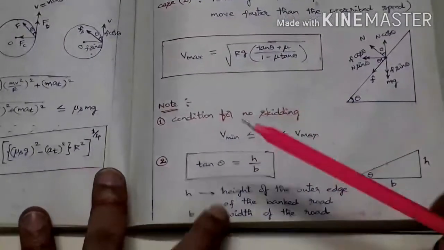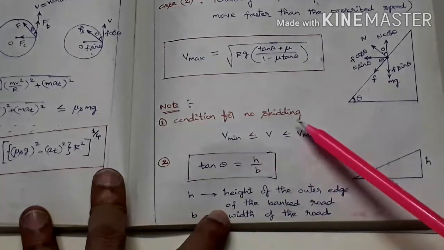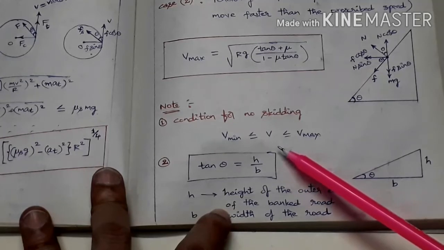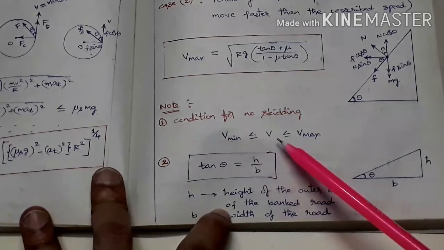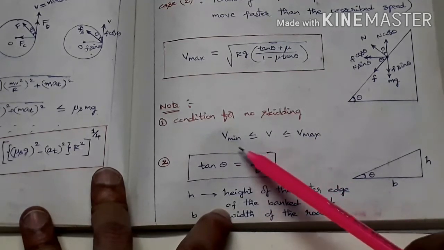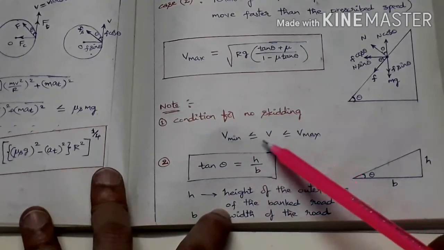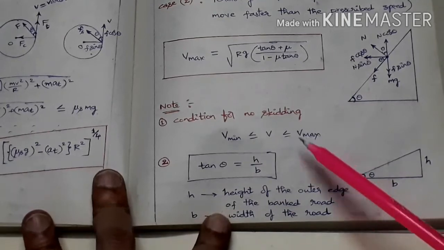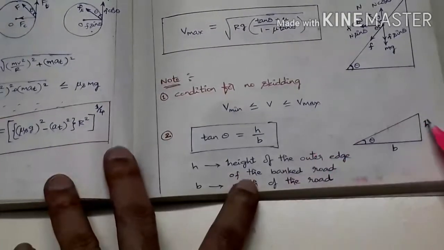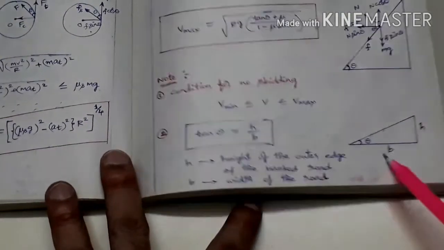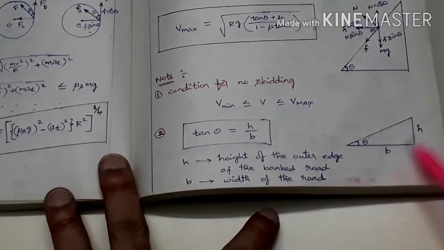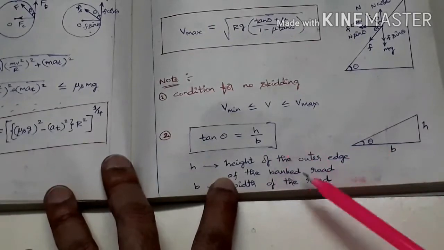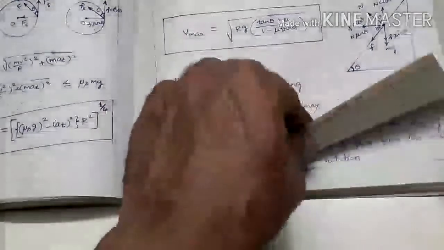Next, notice the condition for no skidding. With what velocity do the vehicles have to move without skidding? What is the safe range? The safe range is between V minimum and V maximum. So velocity must be greater than or equal to V minimum and less than or equal to V max. This is the safe velocity. And the relation between the height of the outer edge and the width of the road: the width of the road is B, the height is H. So the relation is tan theta equal to H by B, where H is the height and B is the width of the road.